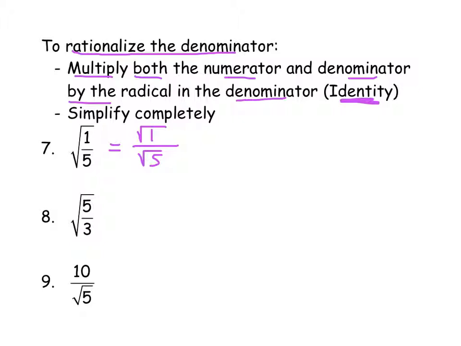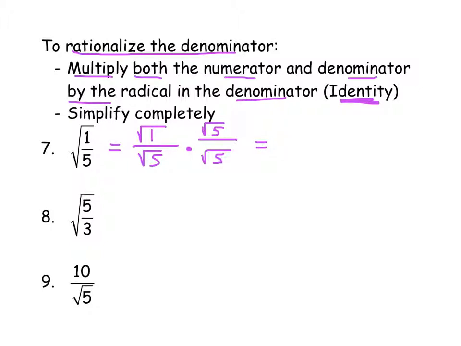the denominator. So what you do is you multiply by the denominator, square root of 5, and whatever you do to the bottom, you must do to the top. So we're going to multiply by the square root of 5 over the square root of 5. Now anything divided by itself is 1, so this is really just a fancy way of saying 1. You're really just changing the format of the radical.